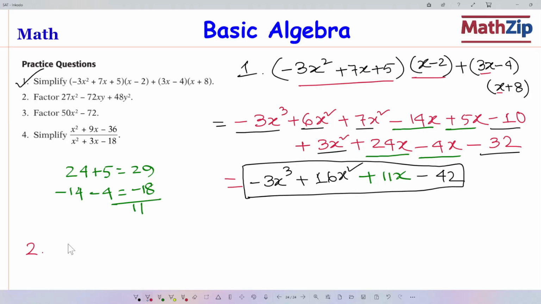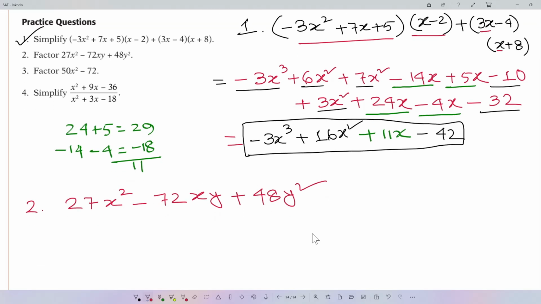we will factorize 27x² minus 72xy plus 48y². So before factorization, we have to find out what is the similar thing in this algebraic expression.